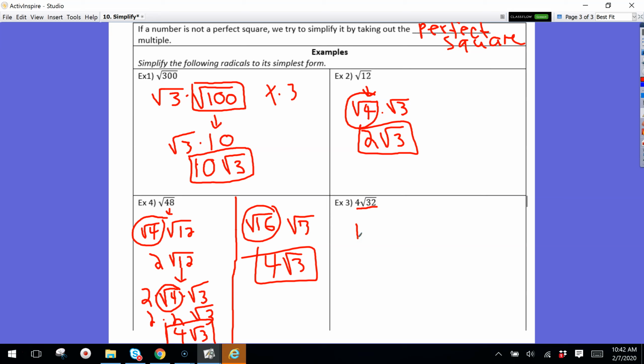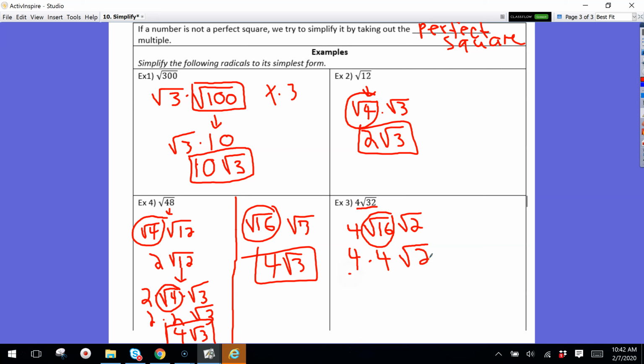Here I have 4 times the square root of 32. And I'm thinking to myself, what's the biggest perfect square that can go into that? It's actually also 16. So I can make this into 16 times 2, because that gives me 32. The square root of 16 is 4. So now when it comes out of the square root, I'm going to write that multiplication sign, because this does mean 4 times the square root of 16, but now that I took out the square root, I need to write that multiplication sign there.